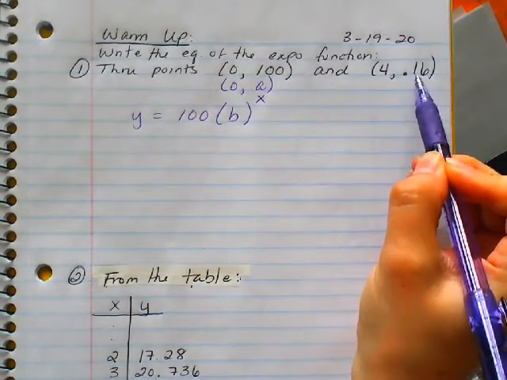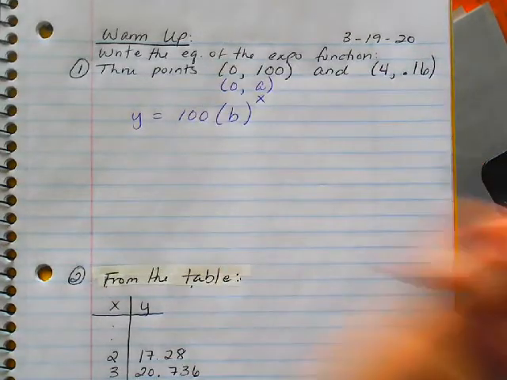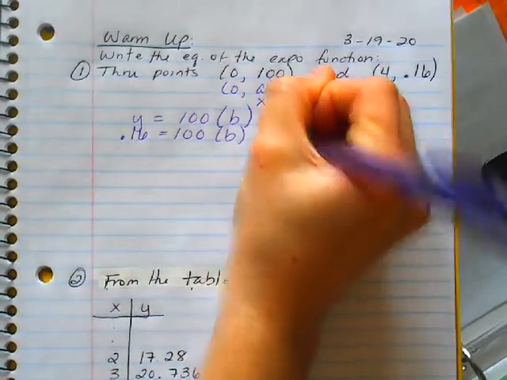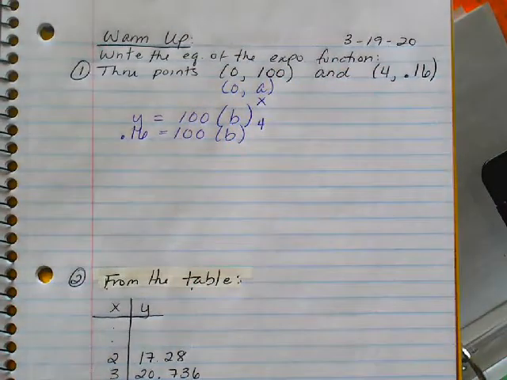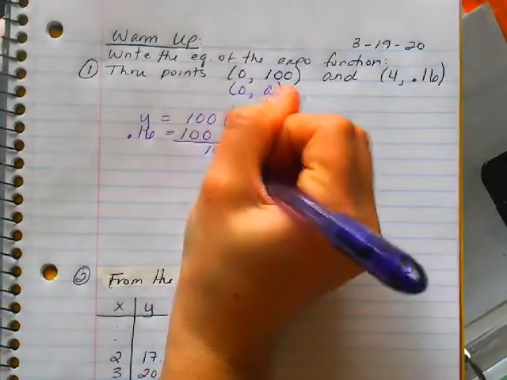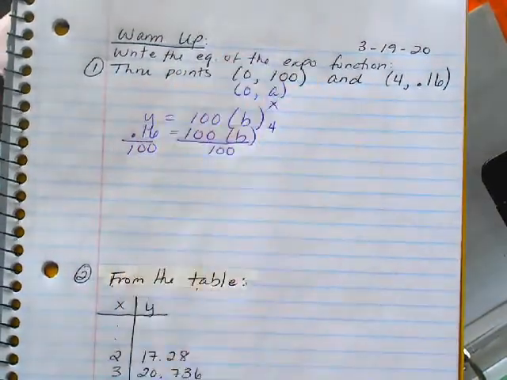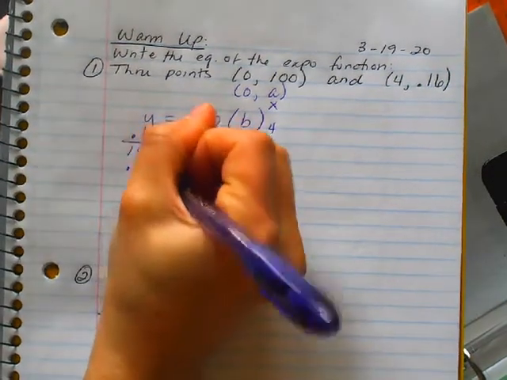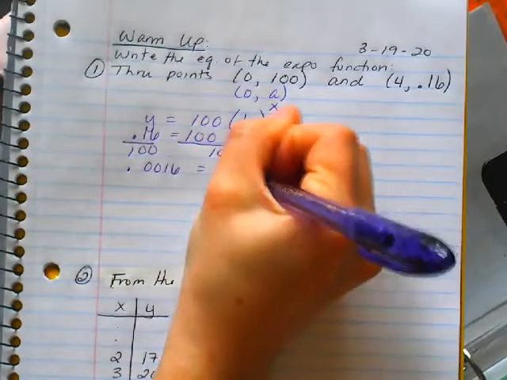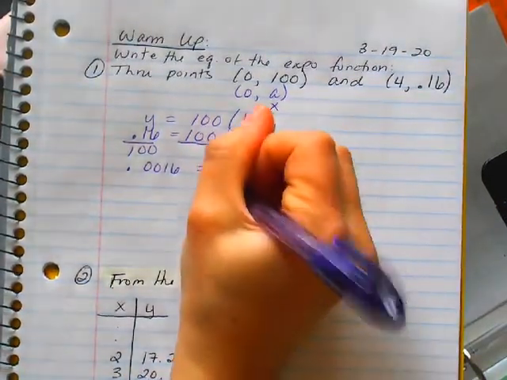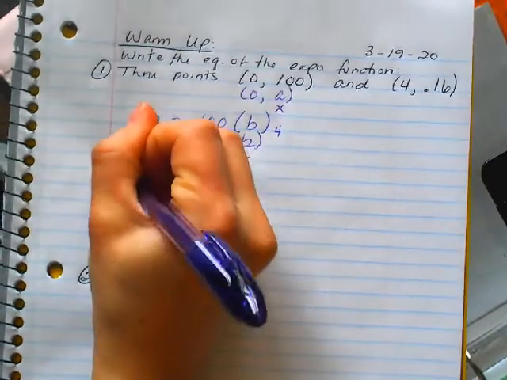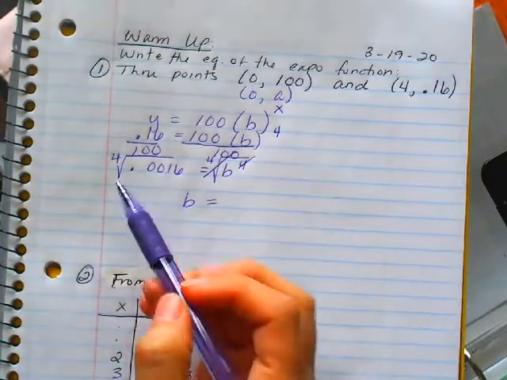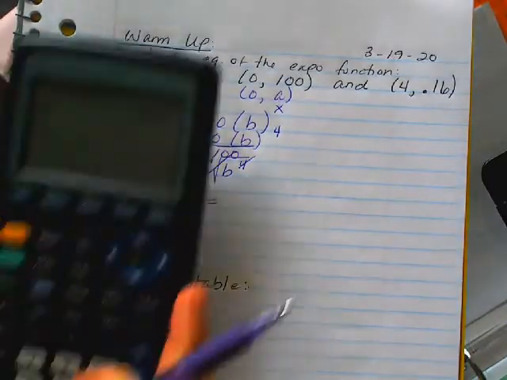So I'm going to use my x and y values from the second point and plug them in. 0.16 is y, 4 is x. And we're going to solve this equation algebraically by dividing 100 on both sides. 0.0016 equals b to the fourth. And then we will take the fourth root on both sides. The fourth root will cancel the fourth power on the right-hand side. And b is going to be equal to the fourth root of 0.0016.